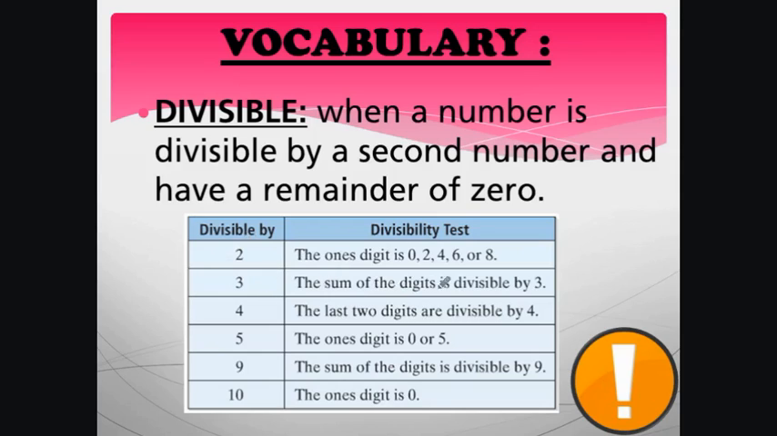If any number ends with an even number, it's automatically divisible by 2. If the sum of all digits added up, so we're adding up all the numbers, can be divided by 3 to be a whole number with a remainder of 0, then it's divisible by 3. And so on and so forth. So go ahead and take a moment to write down this chart, and then we're going to move on to talking about prime and composite numbers.